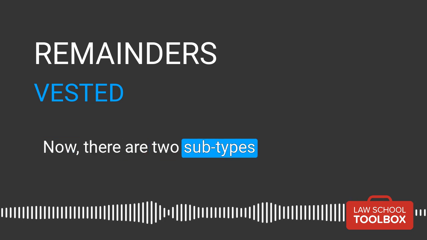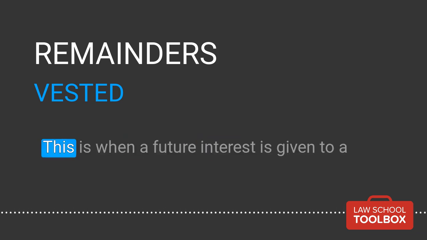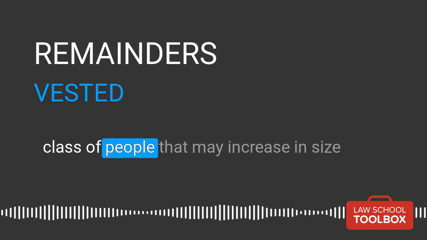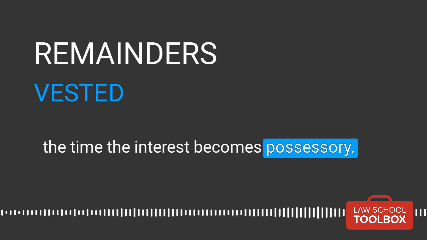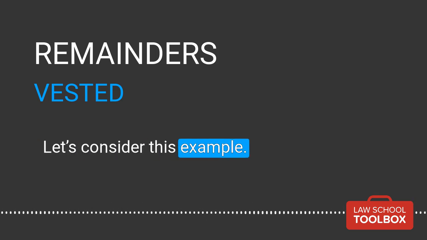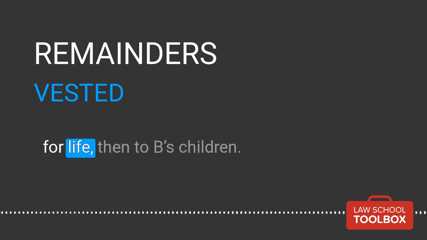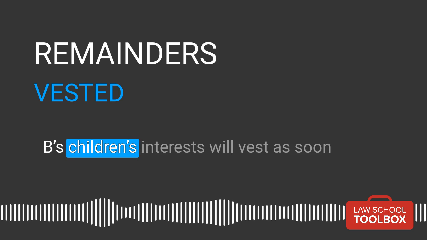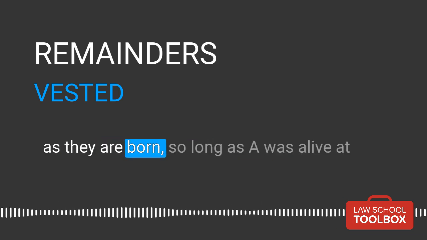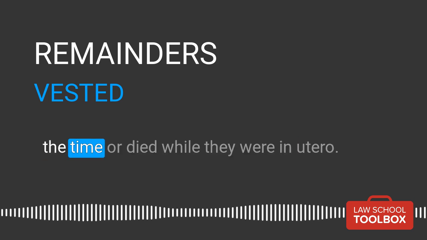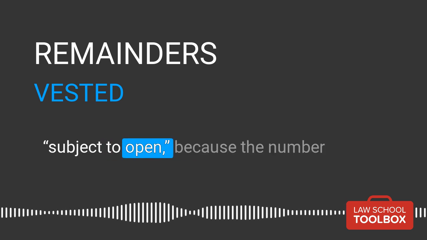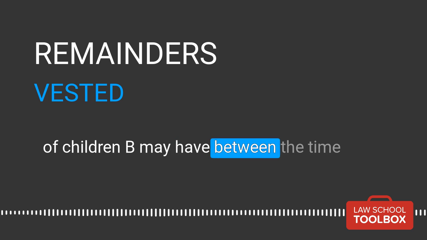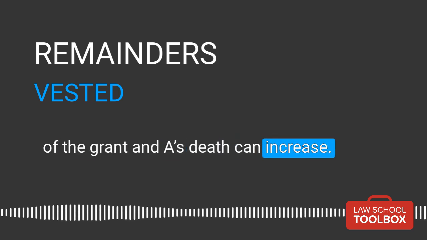Now, there are two subtypes of vested remainders. The first is called a vested remainder subject to open. This is when a future interest is given to a class of people that may increase in size between the time the grant is made and the time the interest becomes possessory. So let's consider this example. O conveys Willow Lane to A for life, then to B's children. B's children's interests will vest as soon as they are born, so long as A was alive at the time or died while they were in utero. This future interest is considered subject to open because the number of children B may have between the time of the grant and A's death can increase.